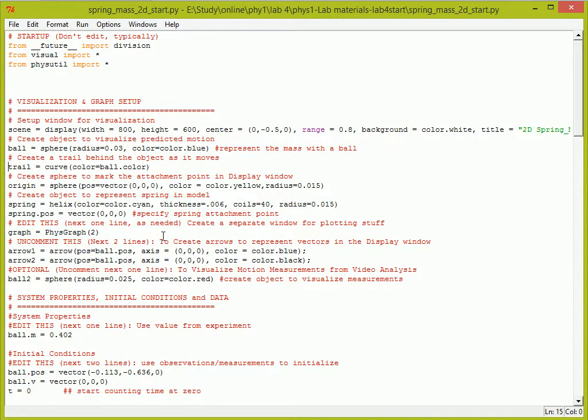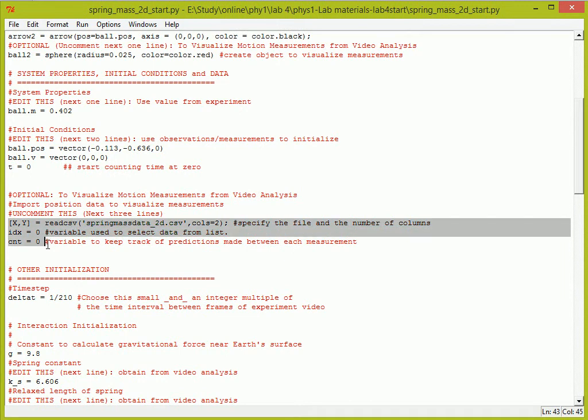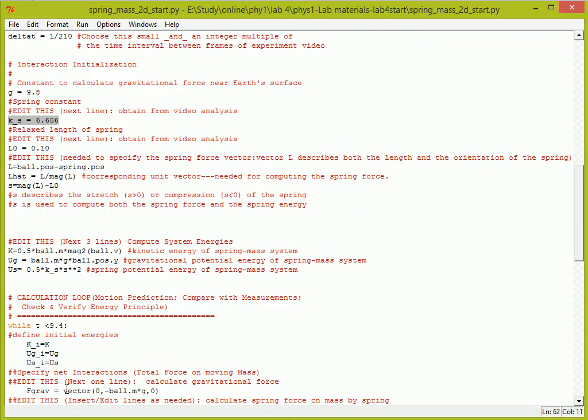Now let's see what changes we should make to the computer model to have it work correctly. First, the initial conditions: the mass of the object, the position as we got from Tracker, the velocity is 0 as it was released from rest, and T is the time we choose to start our clock. These lines are set to read the CSV data that we got from Tracker. Delta T should be small enough compared to 9 seconds, and this value is okay. G stands for gravity, K sub S is the spring stiffness that we computed earlier, and L naught is the relaxed length.